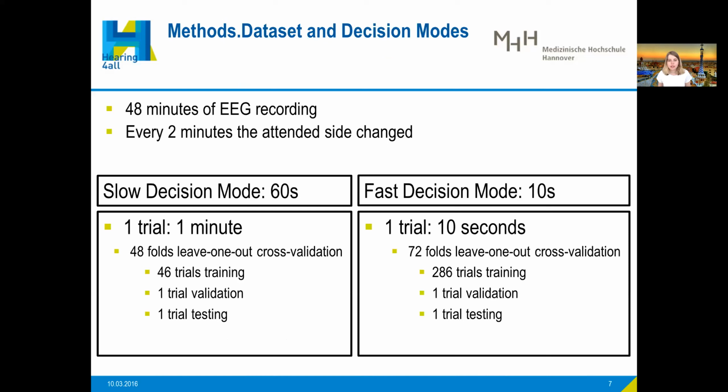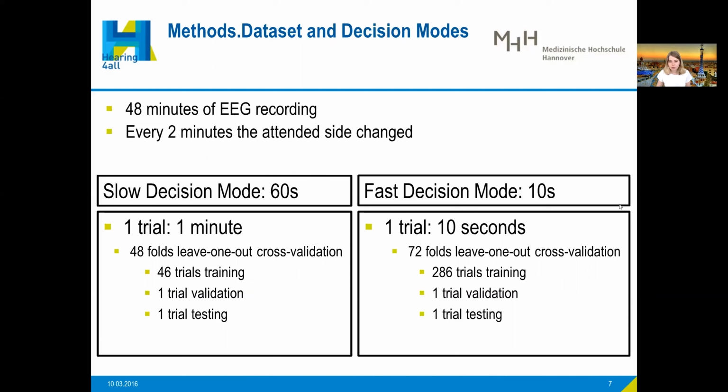We also use different modes of presentation of data. We recorded 48 minutes of EEG, and every 2 minutes, the attended side was changed. So the first mode is slow decision mode, which means that we divided the data into 48 blocks, 60 seconds each. 46 blocks were used for training, 1 for validation, and 1 for testing. We also implemented leave-one-out cross-validation with 48 folds.